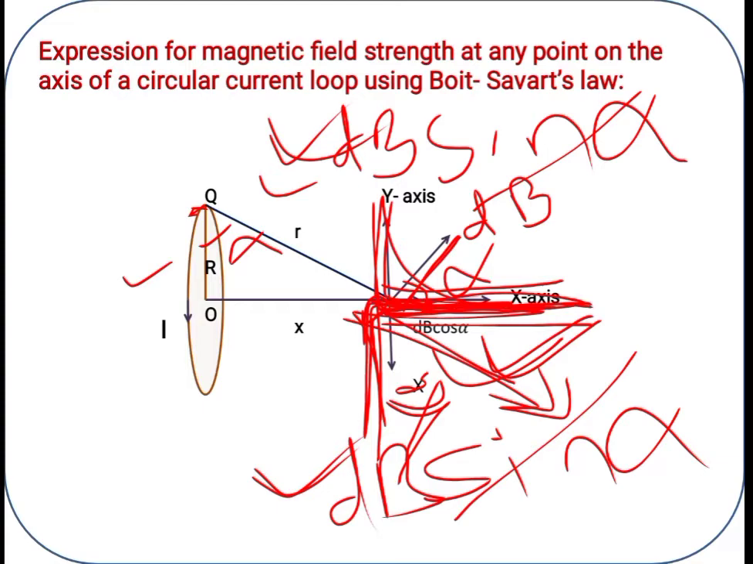Now this one also you remember, this is a right angle triangle, this is an angle. Okay, this is angle alpha. So this is the opposite side, and this is the hypotenuse, and OQ is the adjacent side.